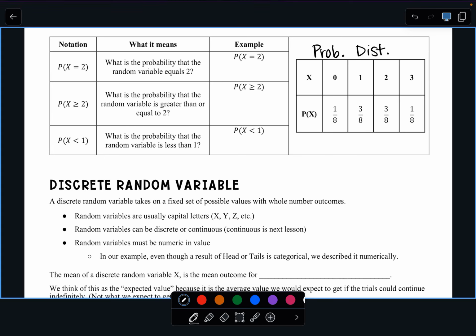Bless you. So they ask you a couple of things about this. The most common one is we just want you to find one individual probability. And in this case, they want us to find when x is equal to 2. And so that is when the random variable equals 2. That means all I have to do is go to my table, go to the number 2, and then see the probability that's associated with it. In this case, that is 3/8, which is 0.375.